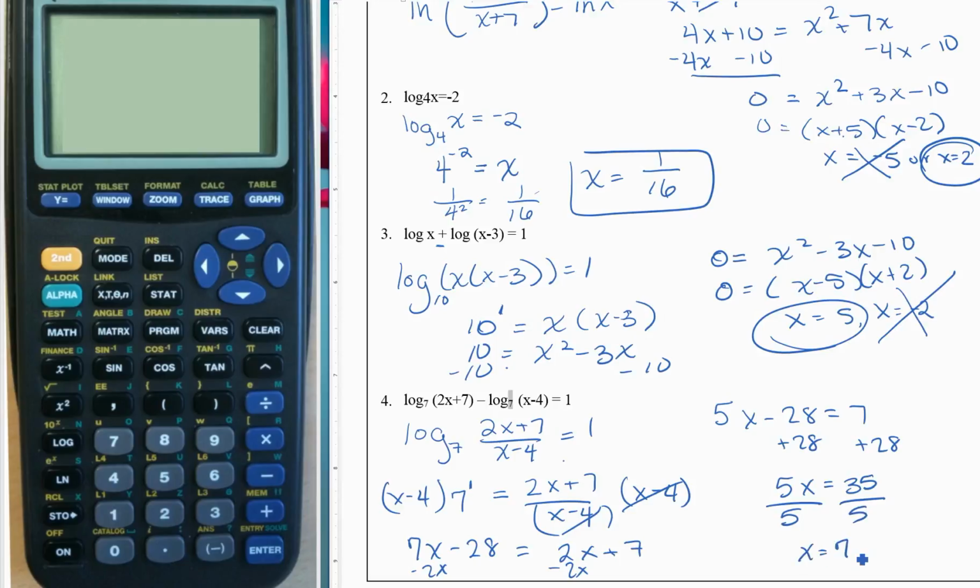And we do just want to remember, check to make sure we're not violating any domain rules. So if we plug 7 into the argument, we'd have 14 plus 7 is 21. It's positive. And then here 7 minus 4 is 3. It's positive, so we're okay.